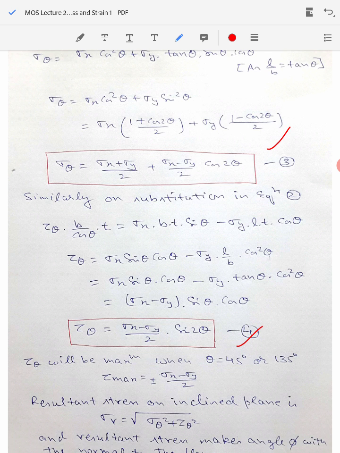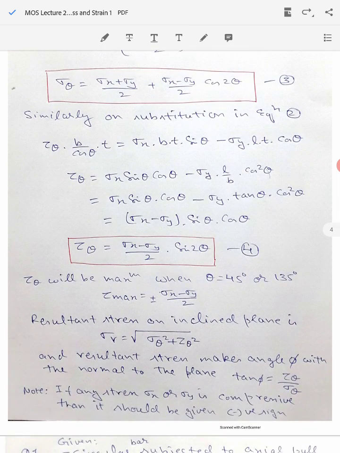Now this tau theta will be maximum when theta is equal to 45 degree or 135 degree, because tau theta is equal to sigma x minus sigma y by 2 into sin 2 theta, and sin 2 theta will be maximum when theta is 45 degree, and the maximum value will be sigma x minus sigma y divided by 2. The resultant stress on the inclined plane will be simply obtained by squaring sigma theta and tau theta, adding them and taking the square root of it. The angle on which this resultant stress will act will be given by tan phi equal to tau theta by sigma theta.